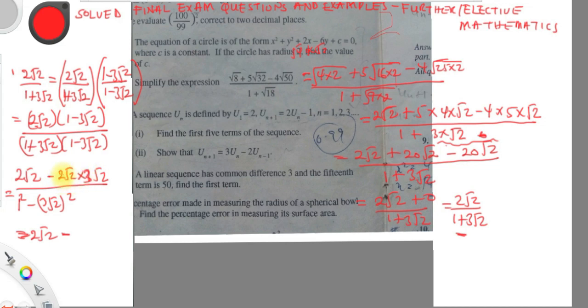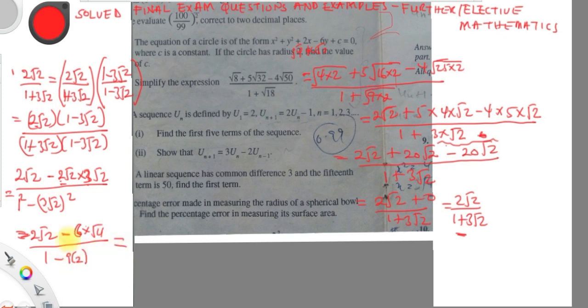So we multiply the rational numbers together: 2 times 3 gives you 6, times root 2 times root 2, which is root 4. So here you get 1 squared is 1, minus 3 root 2 all squared. You get 3 squared, and the square root of 2 all squared gives 2. So 3 squared is 9, and 9 times 2 is what you get.